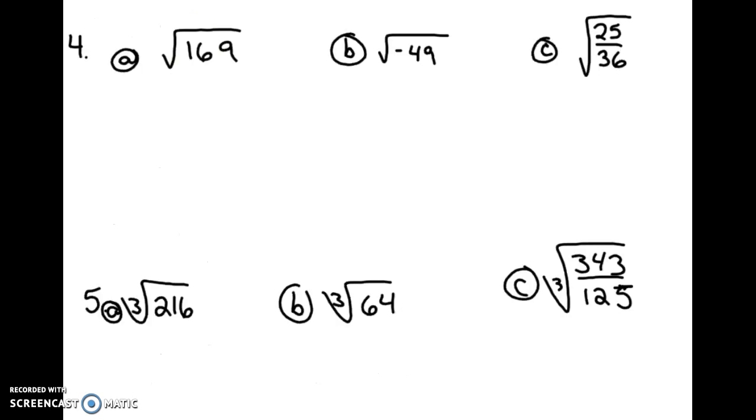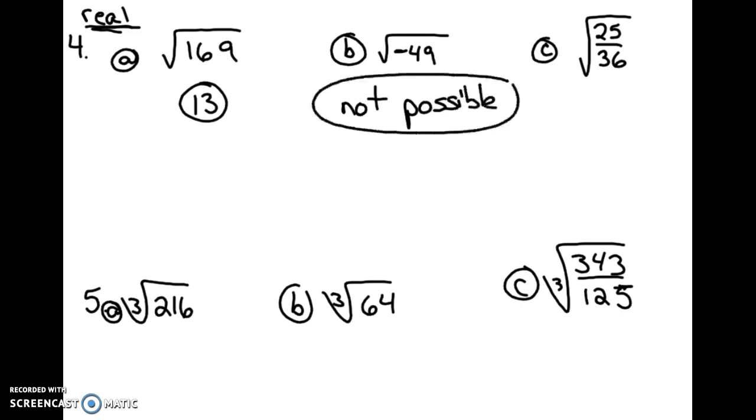In number 4, they ask us to find all real square roots. So no imaginary numbers here. So I put the square root signs on everything. The square root of 169 is 13, and if you're not sure, put it on your blue chart. We can't take the square root of a negative number and have it come out to be real, so we say that's not possible.